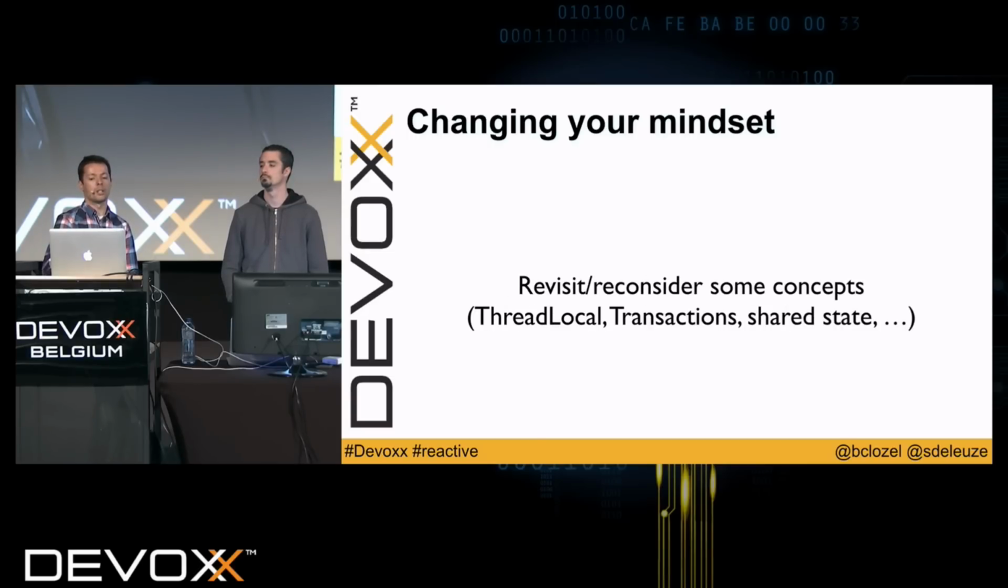It also means that we needed to revisit and reconsider some concepts. For example, if you try to think about thread local, transaction, or any global state in a thread, it doesn't really apply anymore, because at any given time, your processing can be transported to a different thread, because we've got like four threads if you've got a 4-core CPU, so the execution can happen on any thread at any time. So you can't really rely on those things anymore.